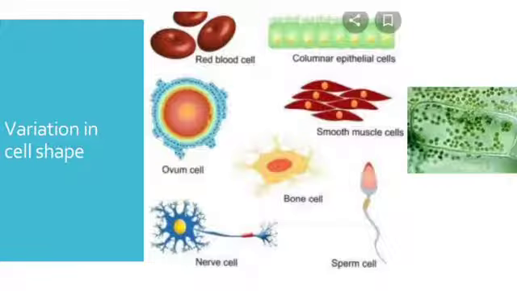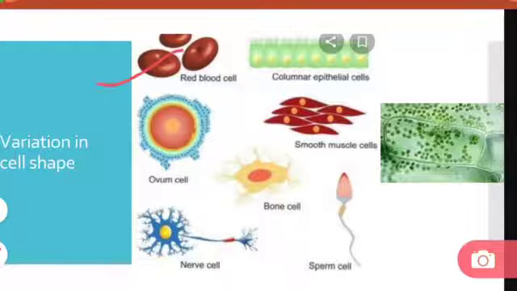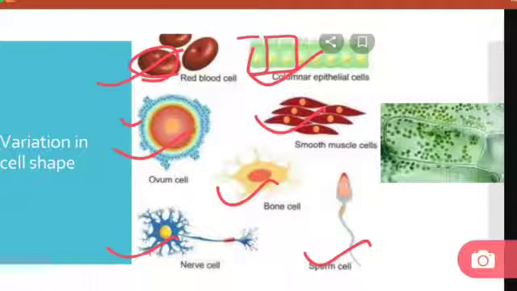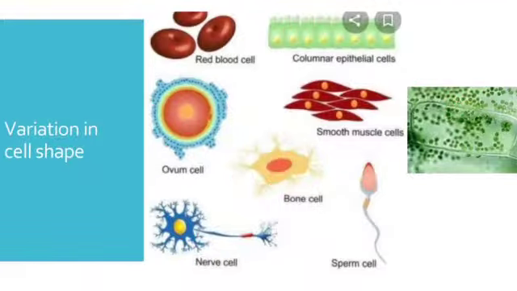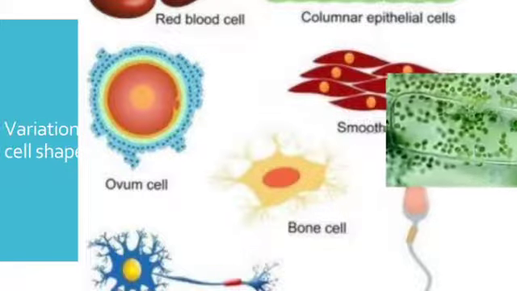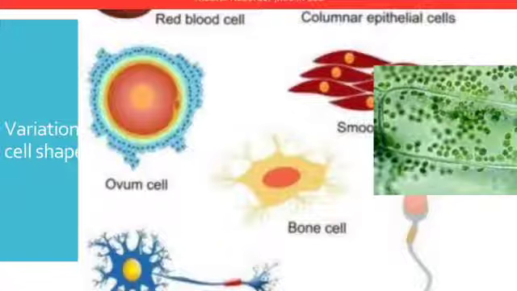Next comes variation in cell shape. We can see there are different types of cells. These all cells which you can see have different shapes. Some are oval in structure, some are columnar, some are round, some are spindle shaped, some are spherical, some have a long shape, some have a shape like this. These are the animal cells and this is a plant cell. So you can see the animal cells are of different shapes, as well as the plant cells also have different shapes.